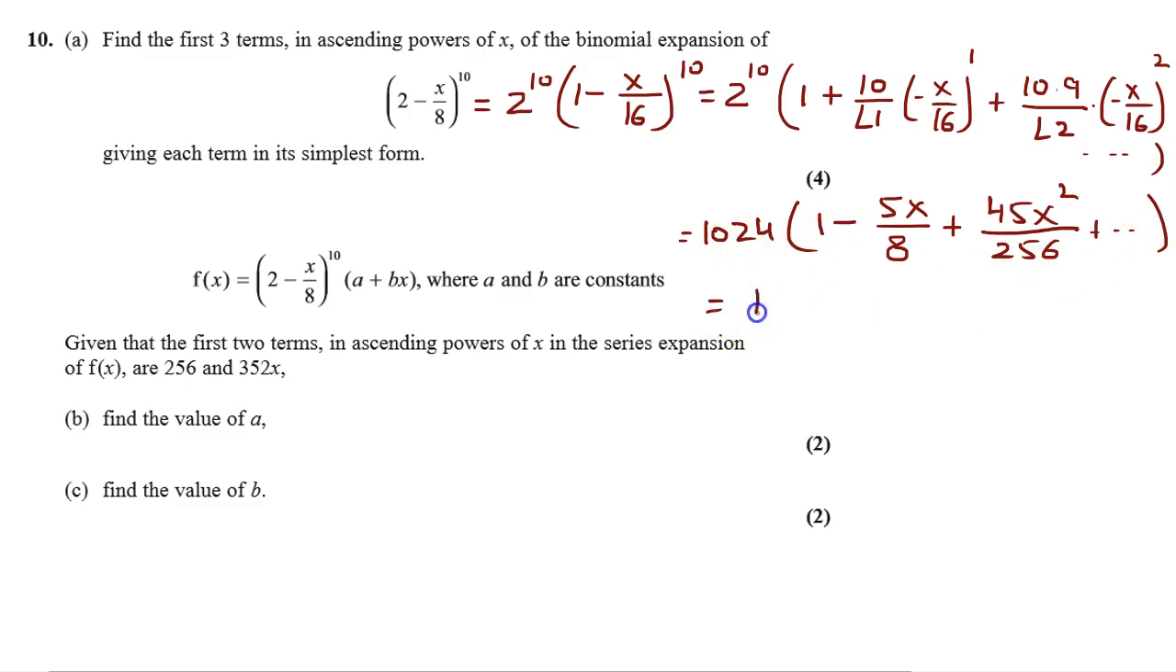So now multiply it, 1024 minus 1024 divided by 8 multiplied by 5 is going to be 640x, and plus 180x square. So these are the first 3 terms in the expansion of this. Part B.